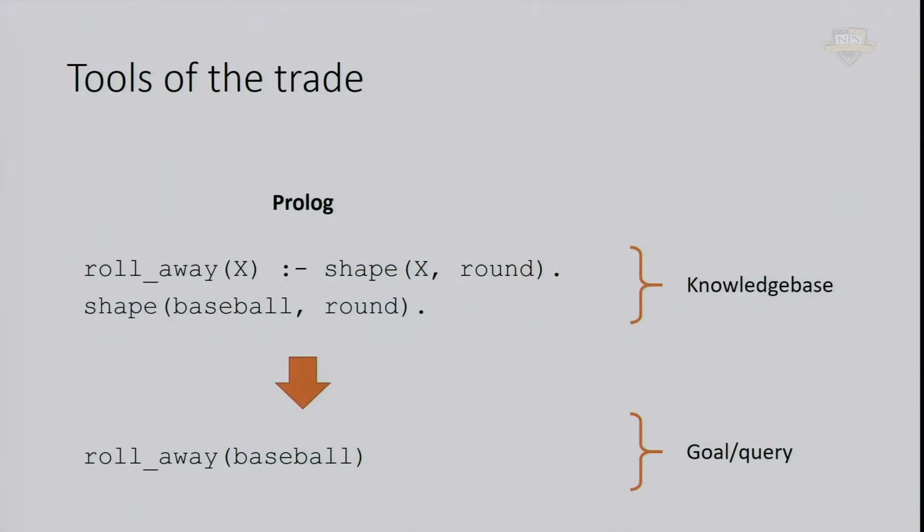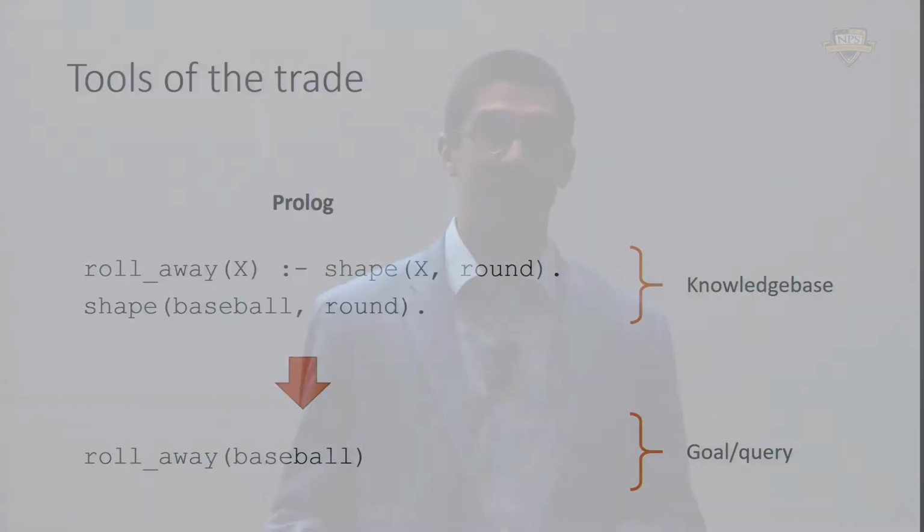So we start with our knowledge base by writing all these rules and facts in Prolog, and then we try to answer our question, can a baseball roll away, to resolve our goal, what's called our goal, our query.